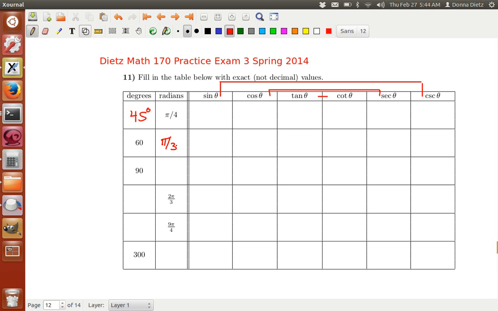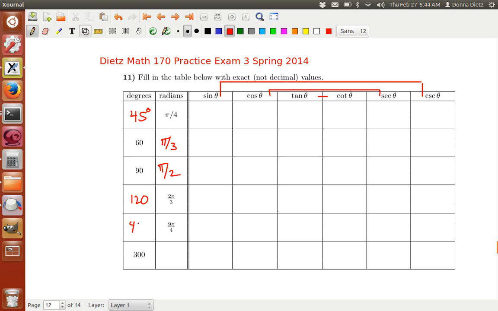90 degrees is pi over 2, you should know that. You might start to get fuzzy further on. Okay, so let's say you don't know 2 pi over 3, you want to get rid of that pi, so multiply by 180, and then you figure out that that's going to be 120. Okay, that scratch work is gone. I'm erasing it because I need the space.